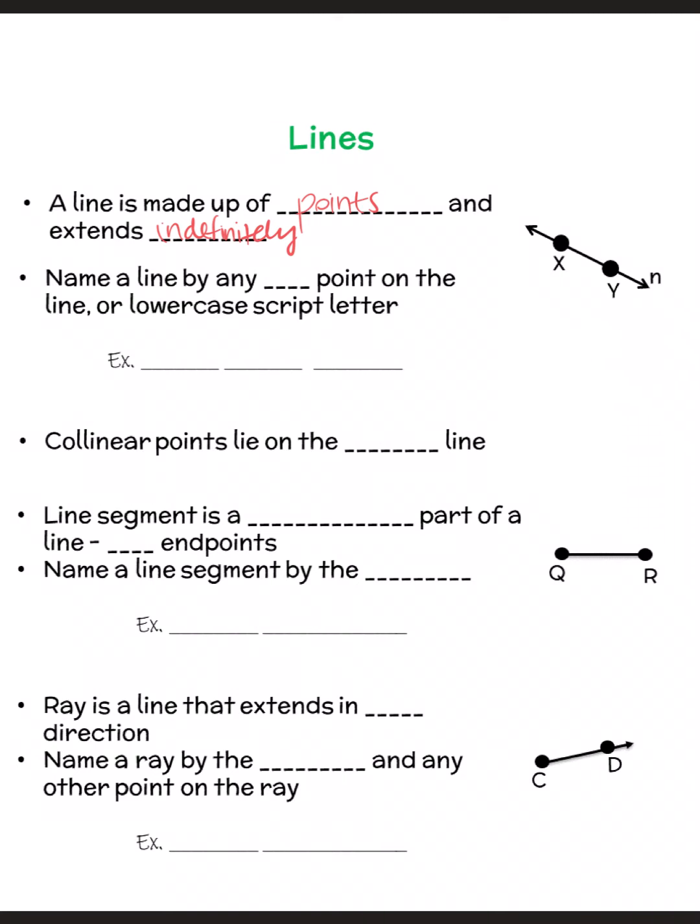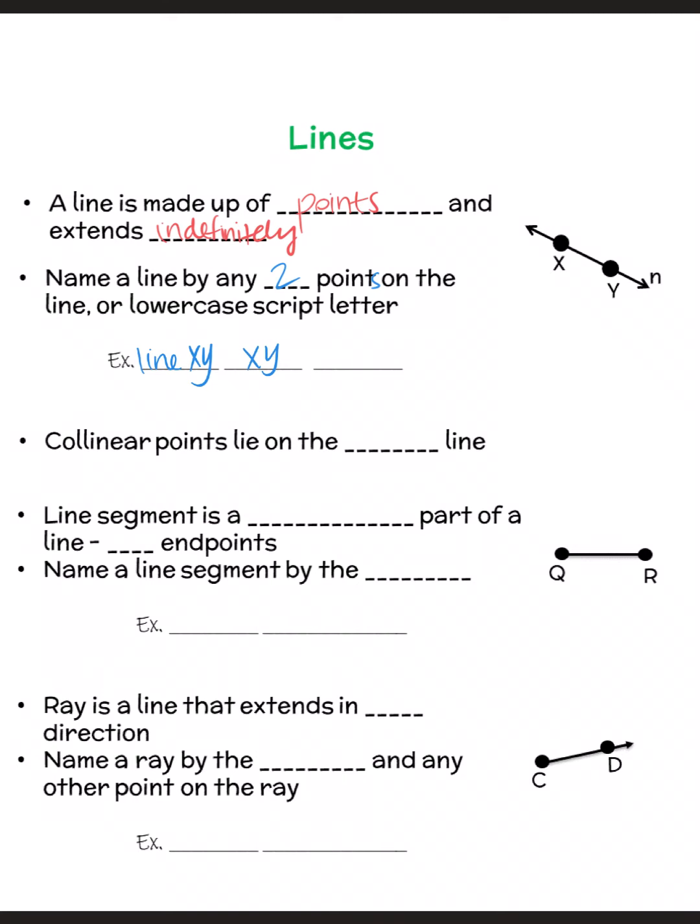So we are going to name these lines by any 2 points on the line, any 2 points. Or we could name them by a lowercase script letter. So we've got this line here, and we've got 2 points defined here. They are X and Y. So I can call this line XY. I can also note it like this, X and Y.